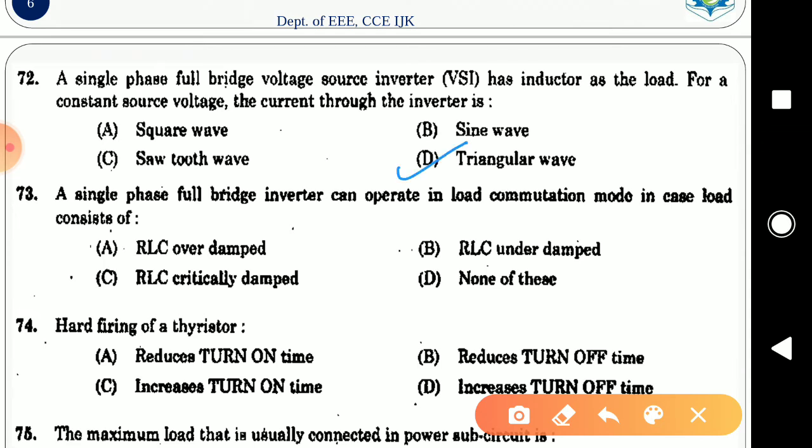The reason is that the load current will be same as the current through the inductor. In an inductor, the current will be increasing and decreasing in a particular time period. And this is similar to a triangular waveform.